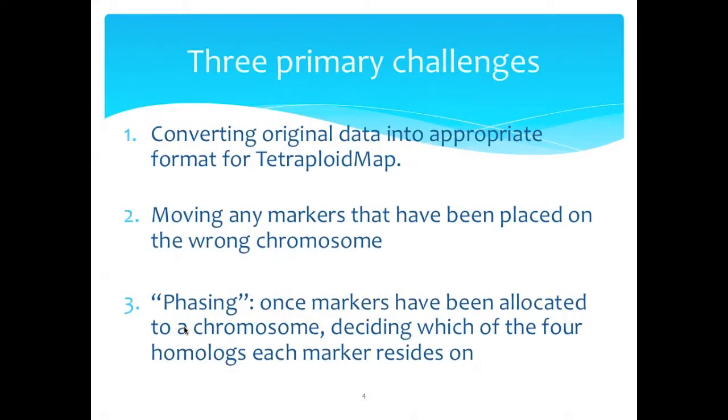So here are the primary challenges that I faced. The first one is converting original data into the appropriate format for TetraploidMap. The second one is moving any marker that has been placed on the wrong chromosome. And the third one is phasing, which means deciding which of the 4 homologs each marker resides on. You do not need to worry about understanding every detail at this point, since I will give more explanation for each category.